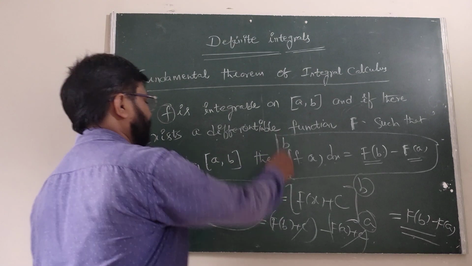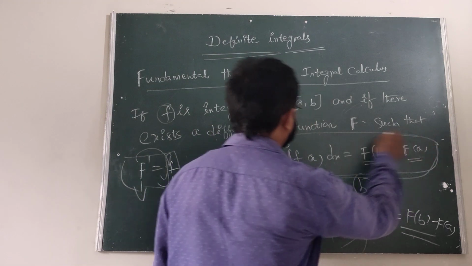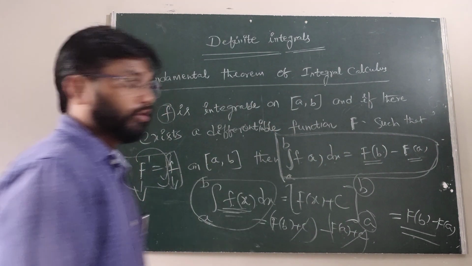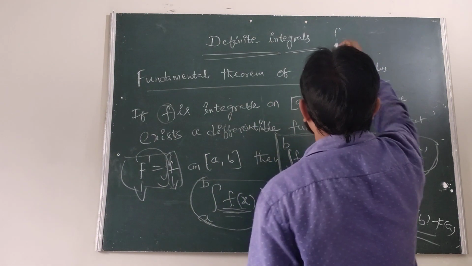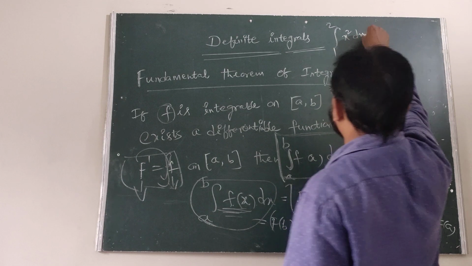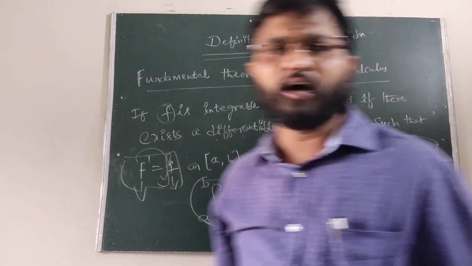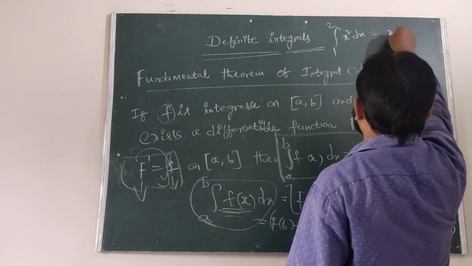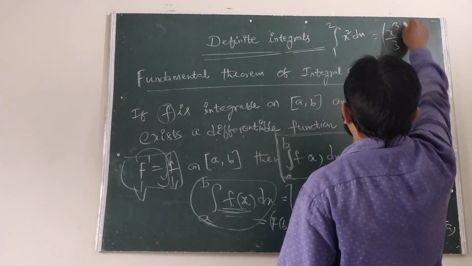Therefore, consider the integral from a to b of f of x dx. Just suppose we have the integral from 1 to 2 of x square dx. We have to find the integral of x square, which we know is x cube by 3.